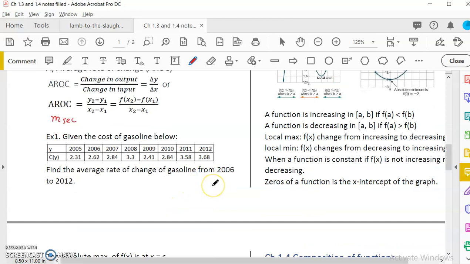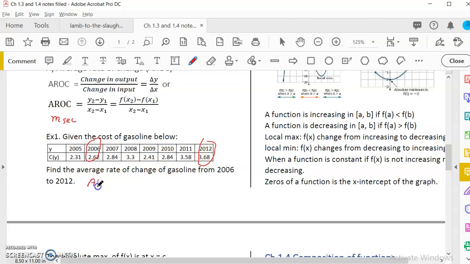So let's see. Somehow we recorded the cost of gasoline per gallon. Y is year, and then C is the dollar value, how much gasoline costs. So you can see that it fluctuates up and down. It goes up a little bit at 2008 and then drops down and then goes up again. But if we are to just look at 2006 and 2012, ignoring the ups and downs, we can say, okay, from 2006 it was 262, 2012 is 368. What is the average rate of change?